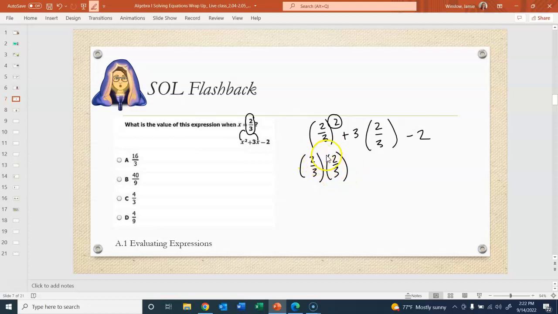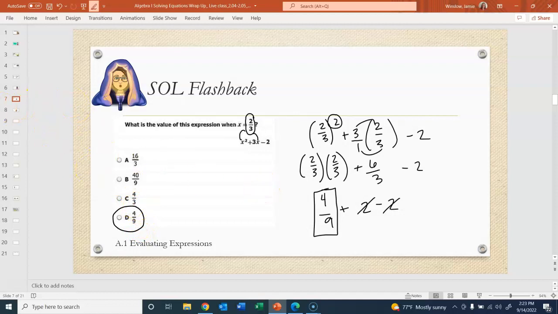So we do the top times the top and the bottom times the bottom. 2 times 2 is 4. 3 times 3 is 9. And then over here, you can make this look like a fraction by putting it over 1. 3 times 2 is 6, and 1 times 3 is 3. 6 over 3, that's 2. Bring down the -2. Now look at that. 2 minus 2, those go away. And we are left with 4 over 9. And the answer is D.